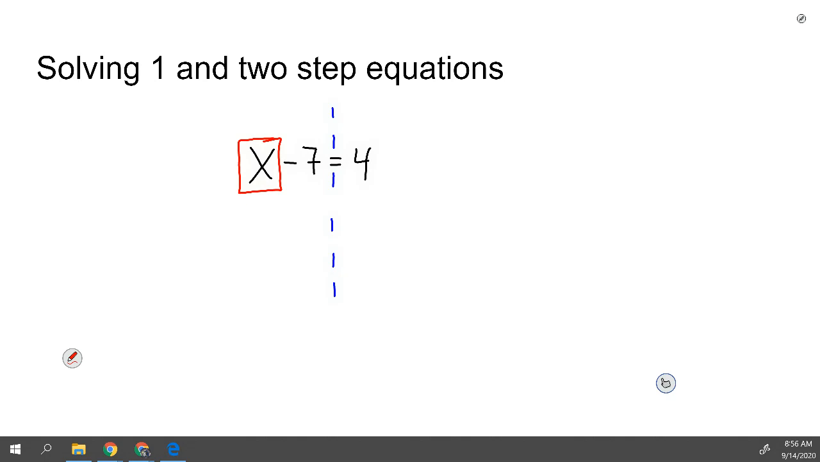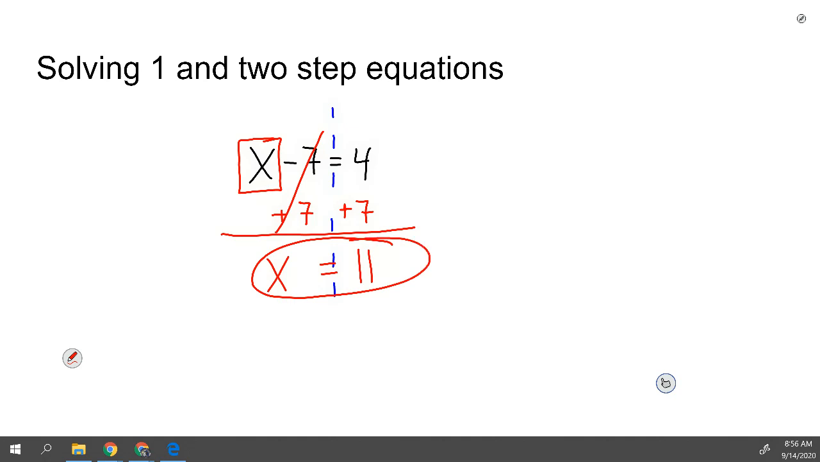To get rid of that -7, we're going to do the opposite of what that says, and we are going to add 7 to both sides. Plus 7. So if you add 7 to both sides, what happens? Well, this -7 and this +7 cancel out, and I'm just left with x on this side. And 4 plus 7 means that this is equal to 11. So that's a one-step equation, x equals 11.